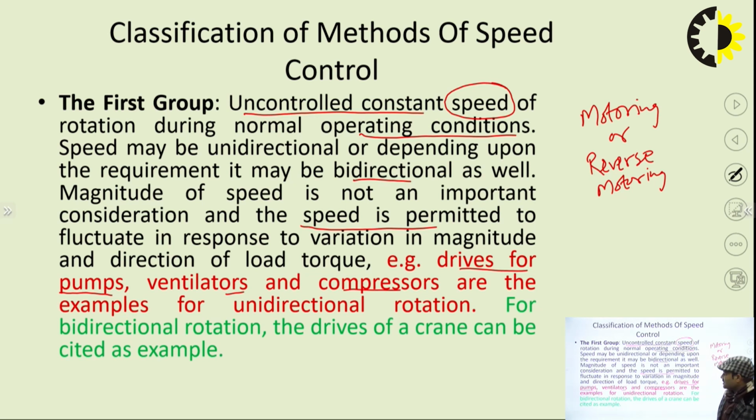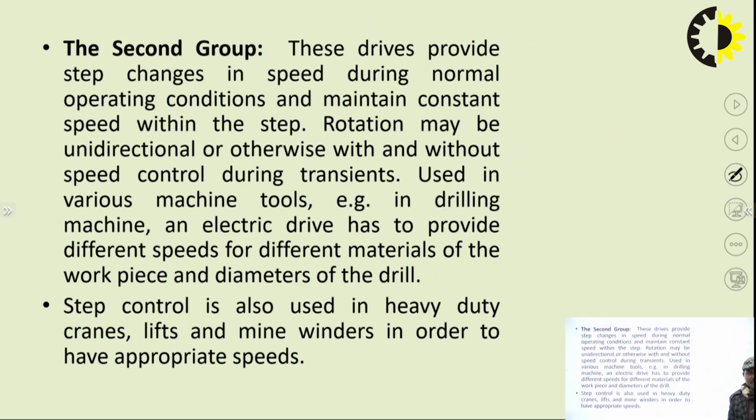Ventilators, compressors are the example of unidirectional rotation. For bidirectional rotation, drives of a crane can be cited as an example. So in the crane we know that we are going to have the bucket in down direction as well as in the up direction. So in both the cases we can see speed is depending upon what is the load torque and direction of the load torque.